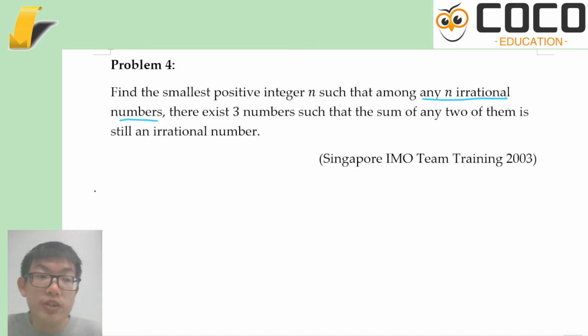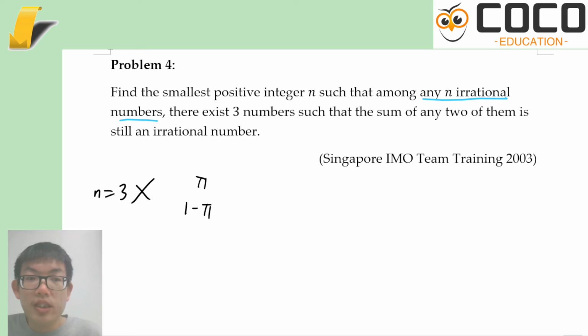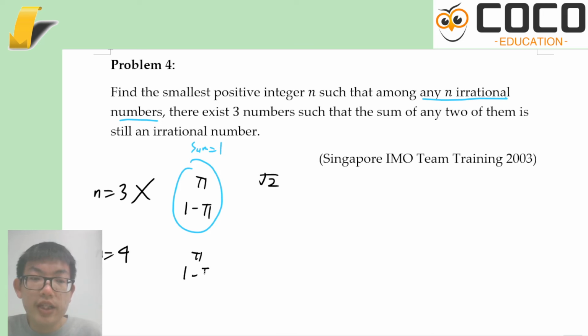For example, n equals to 3 fails because I could just have my numbers be pi, 1 minus pi, and let's say square root 2. Now obviously these 3 numbers, the sum of these 2 would be rational. Now if I use n equals to 4, then I could have just done the same construction, except that now I have pi, 1 minus pi, root 2, 1 minus root 2.